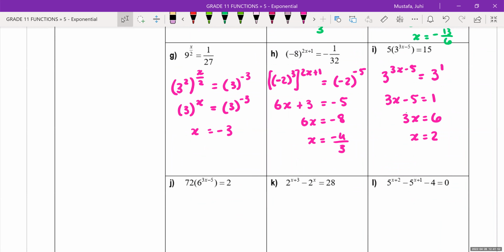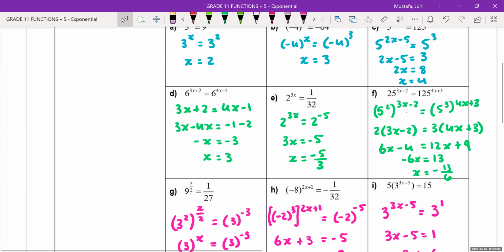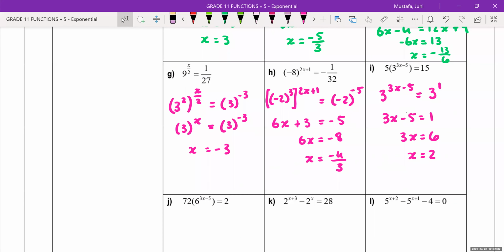I would say question J is fine, but K and L are probably the most challenging. So let's finish off with those. Yeah, I basically, in order for me to get rid of the 5, I just divided this by 5. Oh, we would give you questions that work out because you would need the bases to end up being the same.